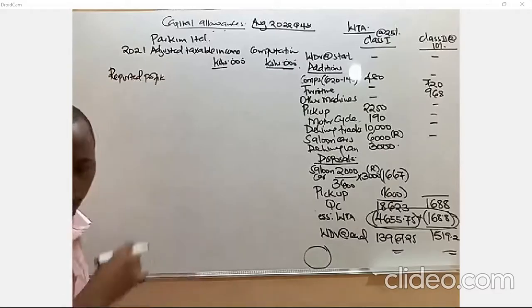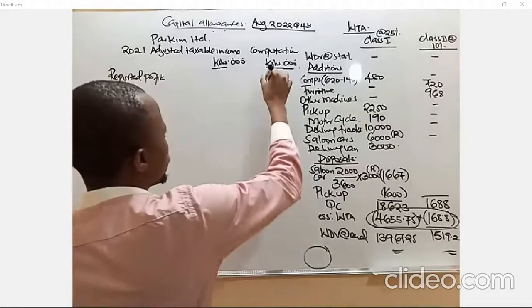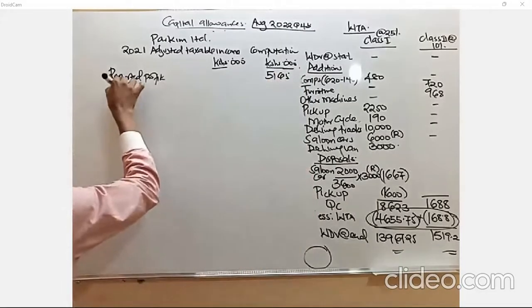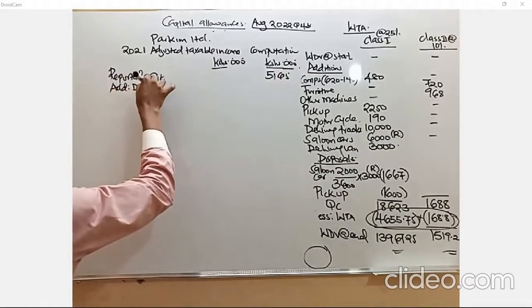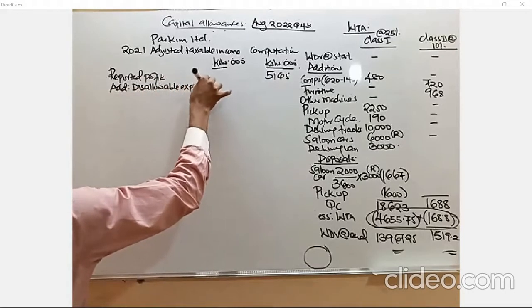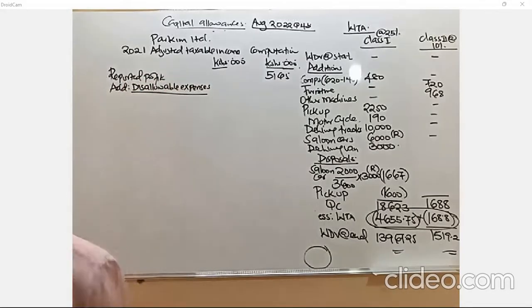We start with our reported profit or loss. So when I look at the question here, the net profit for the year was 5165. We said we normally add disallowable expenses. What is our disallowable expenses? Very simple. So to get our disallowable expenses, we start with the additional information. We'll start from additional number 5.